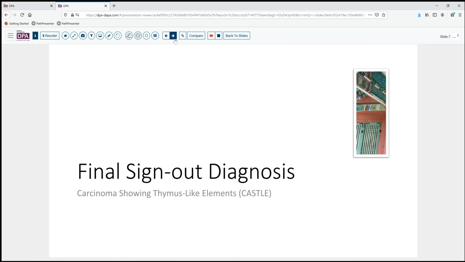So our final sign-out diagnosis in this case is a carcinoma showing thymus-like elements, or CASTLE, and it's a rare tumor of the thyroid.